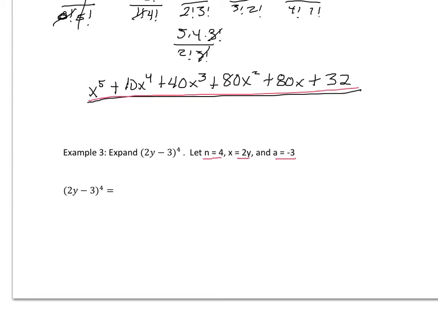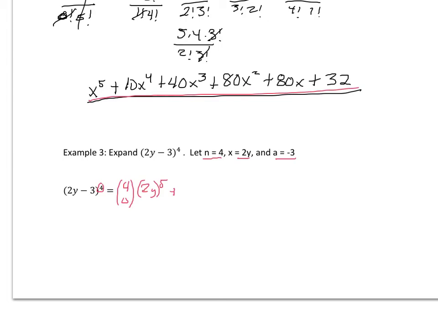Okay, because it's a minus inside now, all right? So let's use our expansion. Our first one then is, now n is 4, so we've got 4 choose 0, and then we're going to have x to the fifth power. What is x? 2y. So we're going to have 2y to the fifth power.